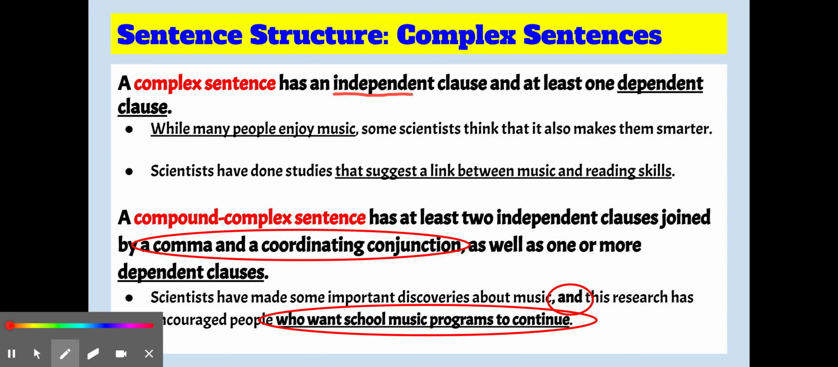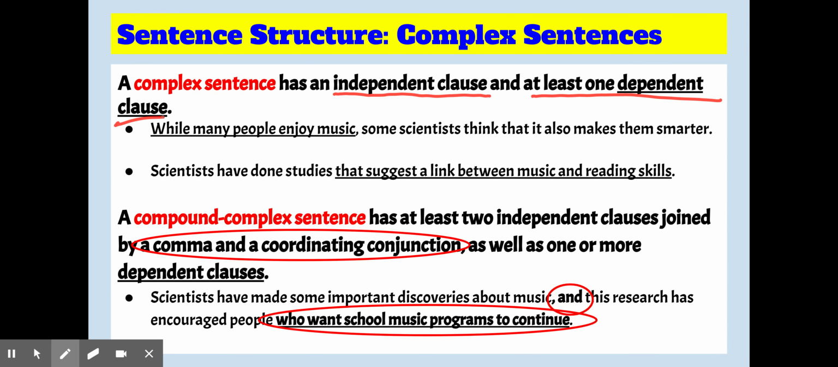Okay, so with that being said, complex sentences still have an independent clause, but this time they also are going to have at least one dependent clause. So it's our example that we've got down here. This is actually from your workbook on page 239. Okay, so: while many people enjoy music, some scientists think that it also makes them smarter.